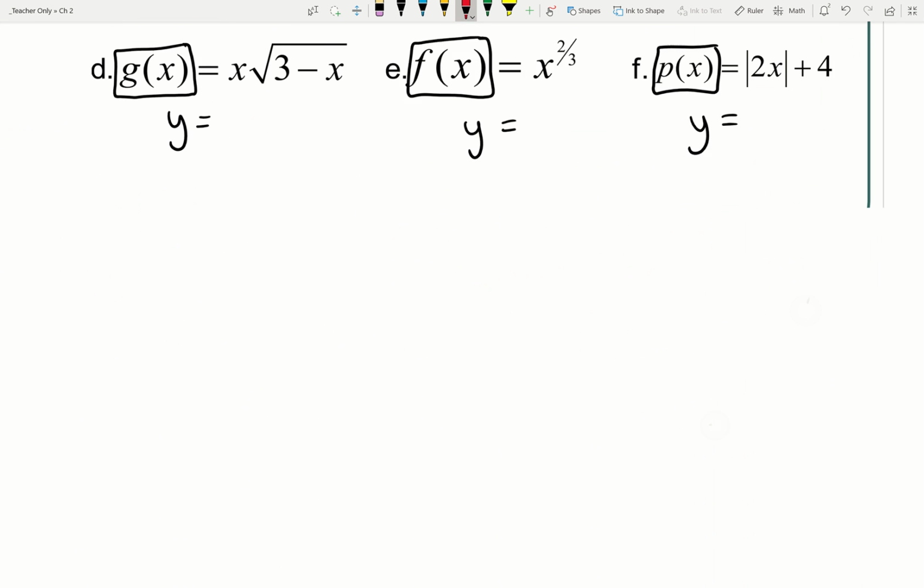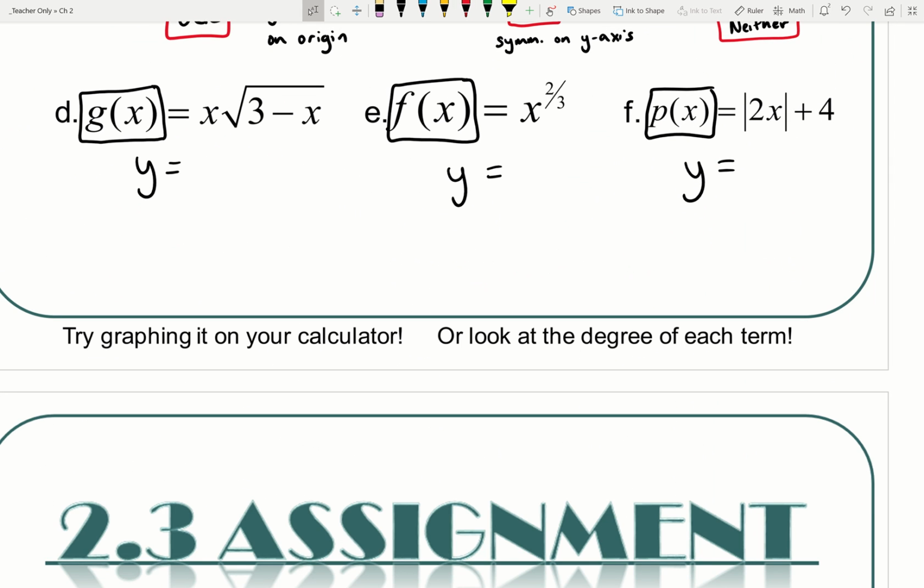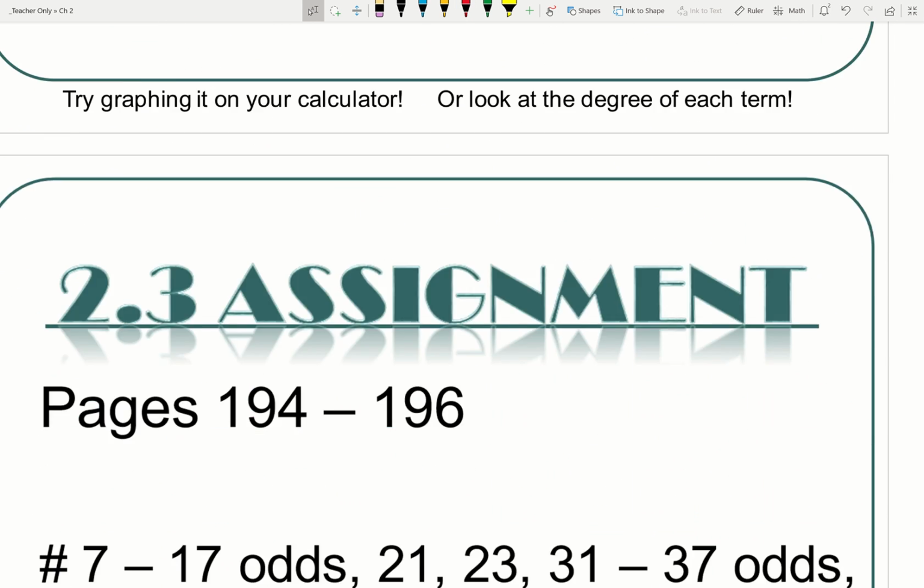I'll leave those next 3 for you to do. Again, just check those symmetries, and then that's going to be it.